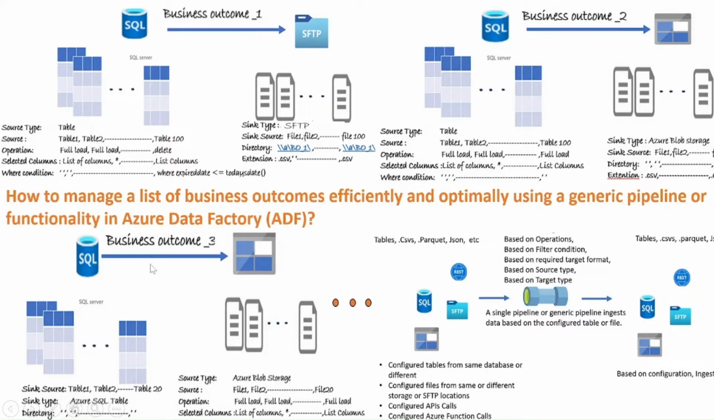And in business outcome 3, we have a slightly modified version. Our source and sink are the same as here, but we are doing a delta load as well. So it's doing full load, delta load, and delete operation. All three we are doing in business outcome 3.